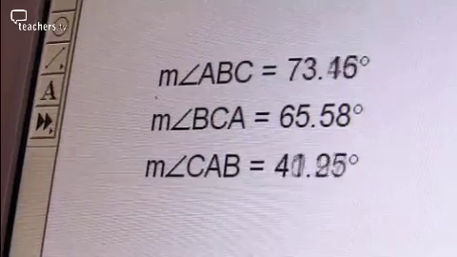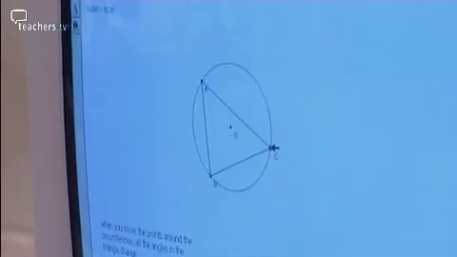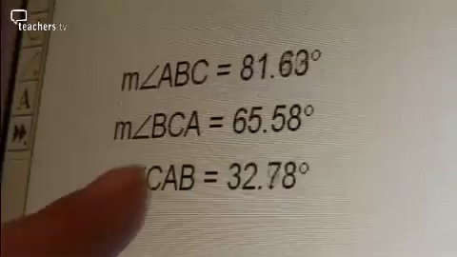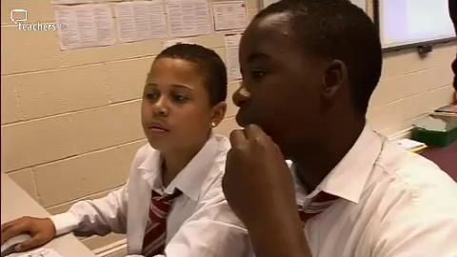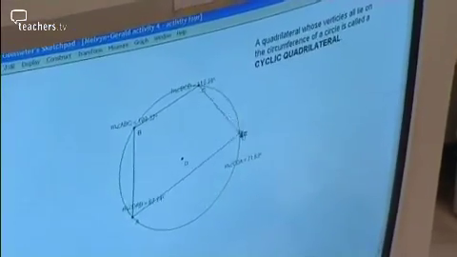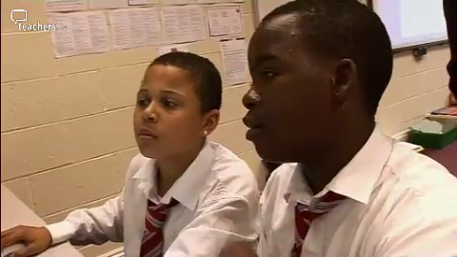Every time we move the C angle, the other angles all change. When you move the points around the circumference, all the angles change in the triangle when it's in a circle. Apart from... What's the one that stays the same? That one. Only two change at a time. So you can write that down.